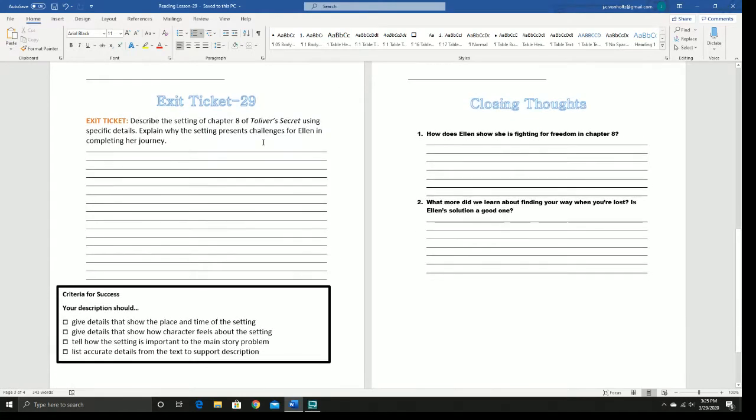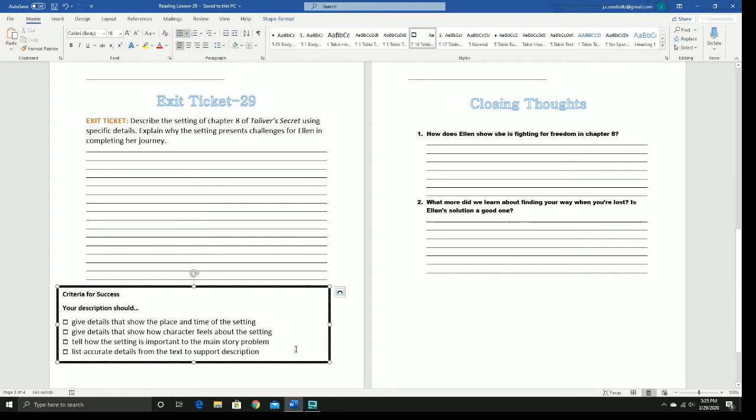So again, our goal today is to describe the setting of Chapter 8 of Toliver Sequence using specific details, which means we're going to take some exact words from the text. We're going to explain why the setting presents challenges for Ellen in completing her journey. And so our description should have details that show the place and time of the setting. It should also give some details that show how the character feels about the setting. It should also tell how the setting is important to the main story problem. And we want to make sure that we list accurate details from the text to support the description.